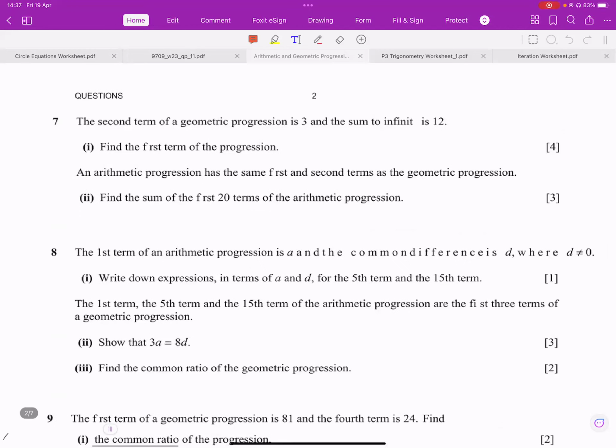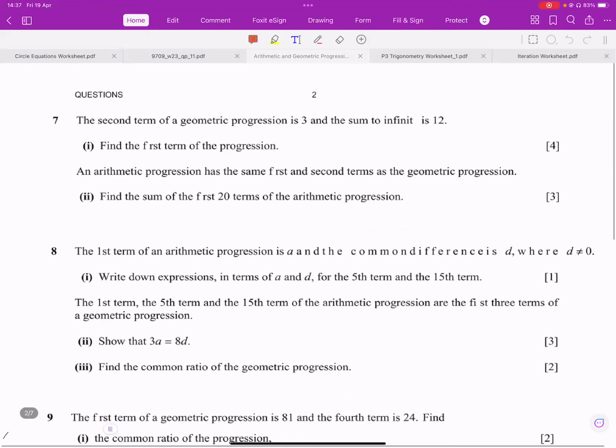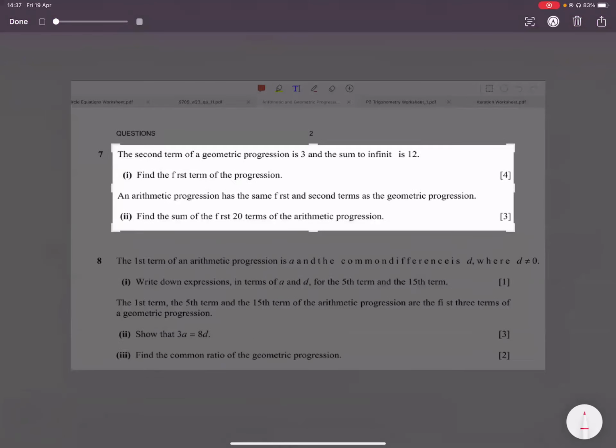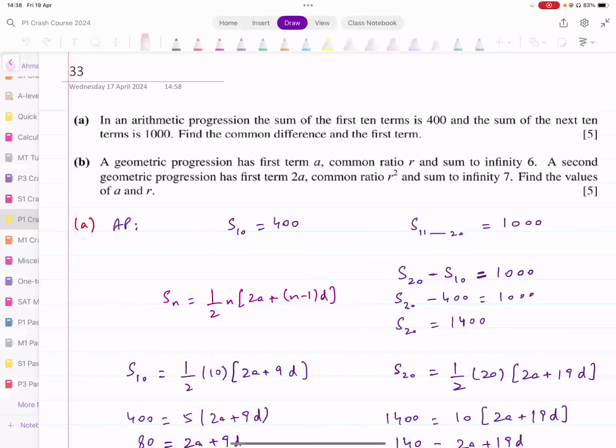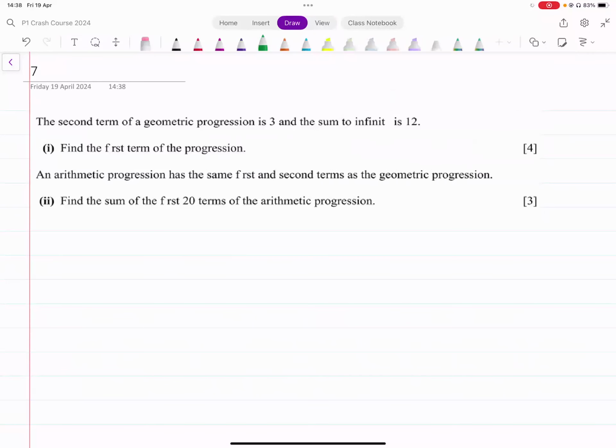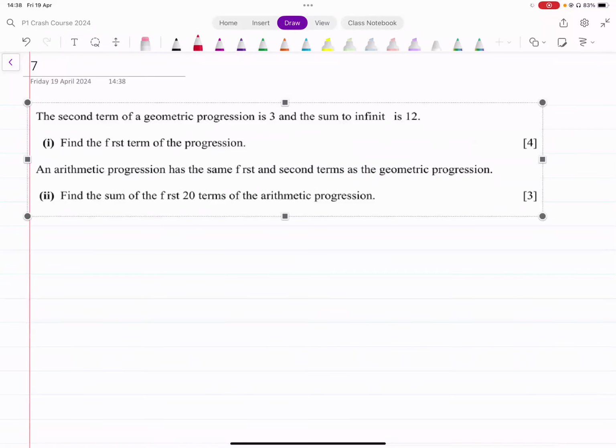Question number 7, first of all. This looks like a relatively simpler one. It says the second term of a GP is 3 and the sum to infinity is 12. Find the first term of the progression. So we're talking about a geometric progression, and we know that this GP has a second term of 3.